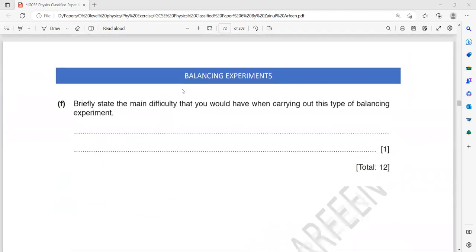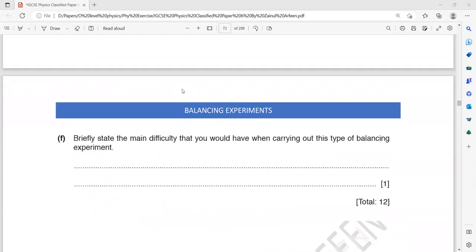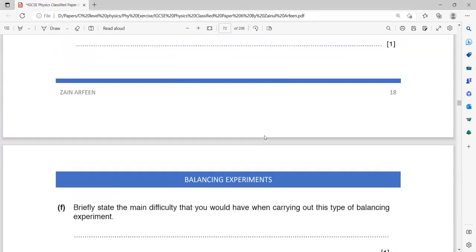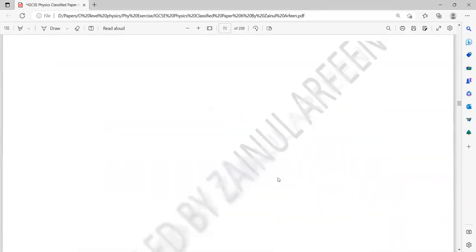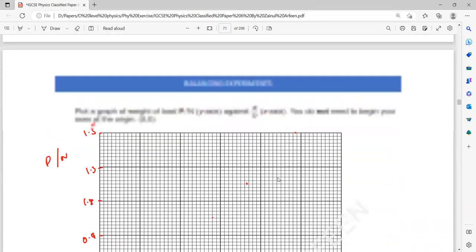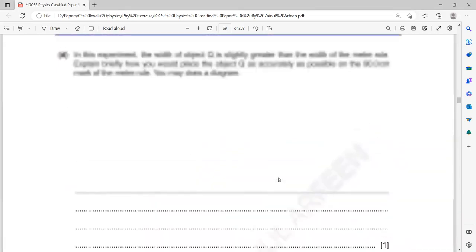Yes, sir. Then briefly state the main difficulty that you would have in carrying out this experiment. So the main difficulty for this experiment is that it is difficult to balance the meter rule when the load is placed on it, and we can estimate the position before placing a load. So same answer is there, same repetition of the question. So this was the balancing experiment.